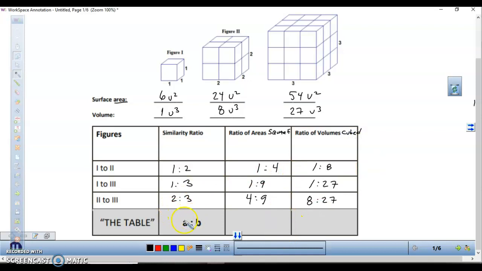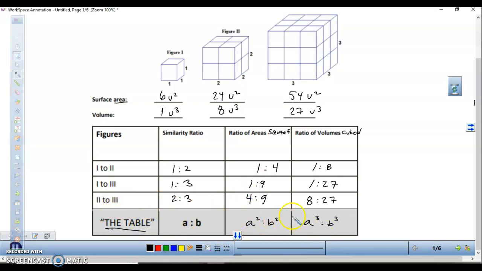So here's what I know. If the similarity ratio is some numbers a to b, the ratio of the areas will be a squared to b squared. And the ratio of the volumes will be a cubed to b cubed. So this is the relationship between similarity ratio and what the ratio of the areas and volumes would be. And in these problems, I'm going to refer a lot to the table. When I refer to the table, I'm talking about these different values.